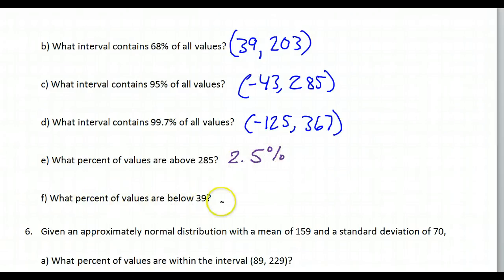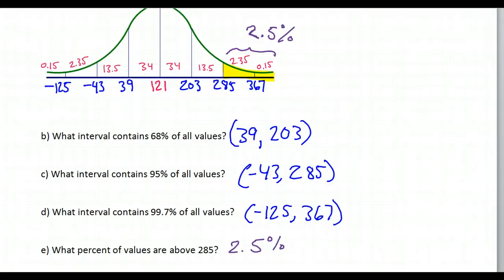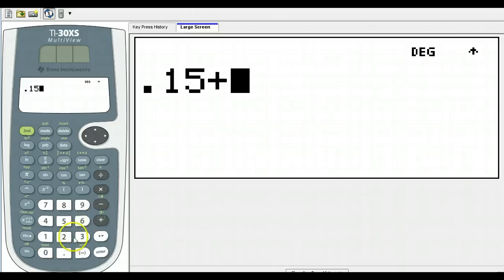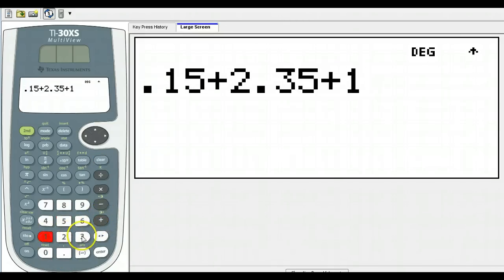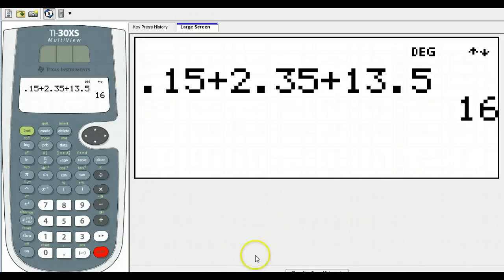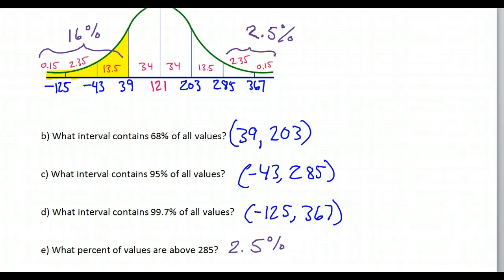2.5%. What percent of values are below 39? All right, so there's 39. Okay, so below 39 is going to be from here over. How many zones is that? Well, that's 3 of these little zones. So that's going to be me adding up these 3 numbers right here. I believe that's going to be 16%. Let's check it out. So it's 0.15 plus 2.35 plus 13.5. Okay, that is 16%. All right, so that's the answer to this one.